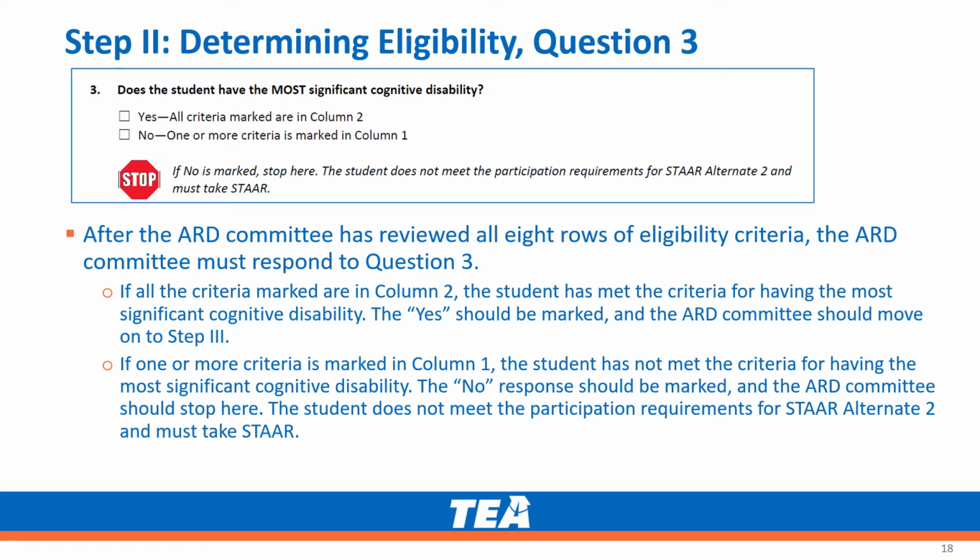After the ARD committee has reviewed all 8 rows of eligibility criteria, the ARD committee must respond to question 3. If all of the criteria marked are in column 2, the student has met the criteria for having the most significant cognitive disability. The yes should be marked and the ARD committee should move on to step 3. If one or more criteria is marked in column 1, the student has not met the criteria for having the most significant cognitive disability. The no response should be marked, and the ARD committee should stop here. The student does not meet participation requirements for STAAR Alternate 2 and must take STAAR.